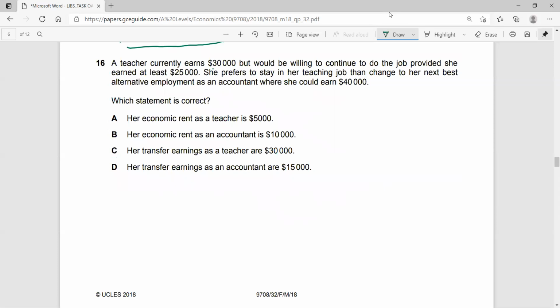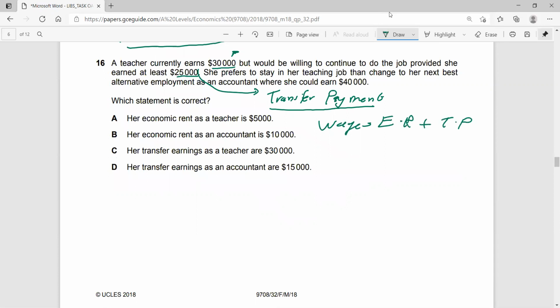A teacher currently earns 30,000, but would be willing to continue to do the job provided she earned at least 25,000. So this is what we call transfer payments. Transfer payments are basically the lowest amount you are willing to accept to stay in your current job. And the wage you're being paid is essentially economic rent plus transfer payments. So transfer payments are the minimum wage you will accept to remain in the job, and economic rent is all of the stuff you'd earn on top of that.